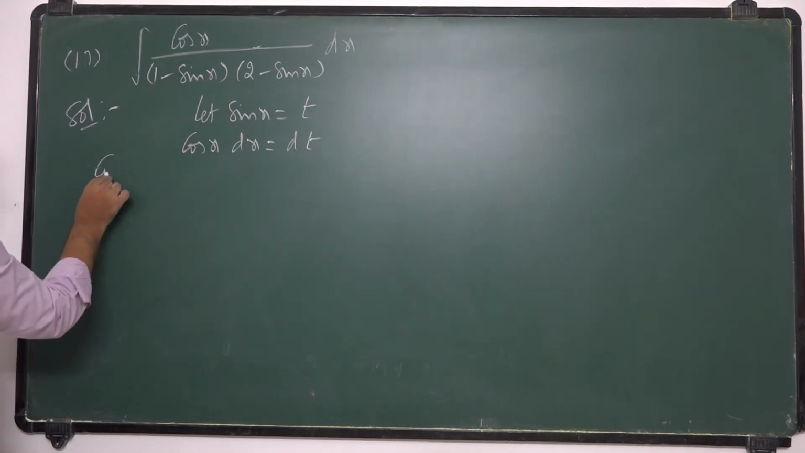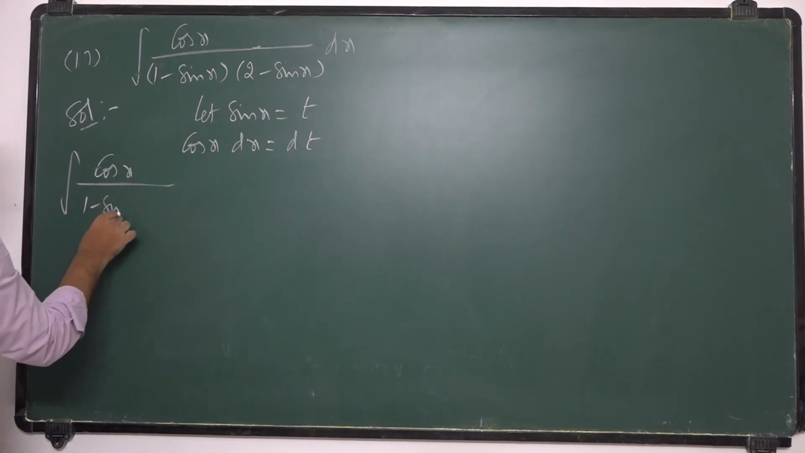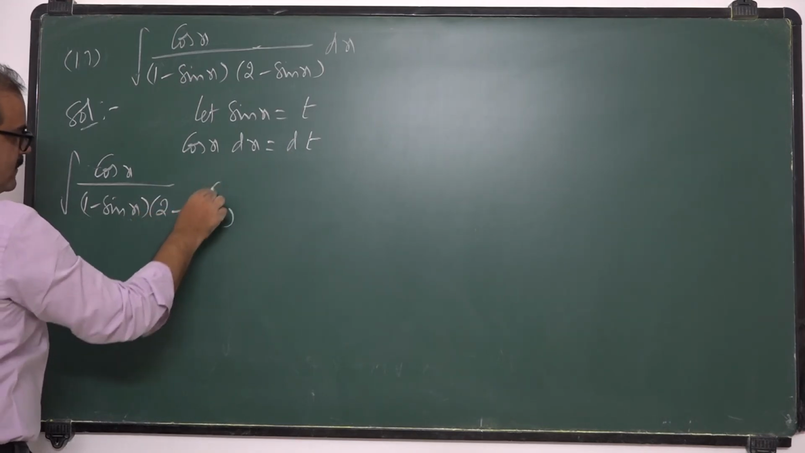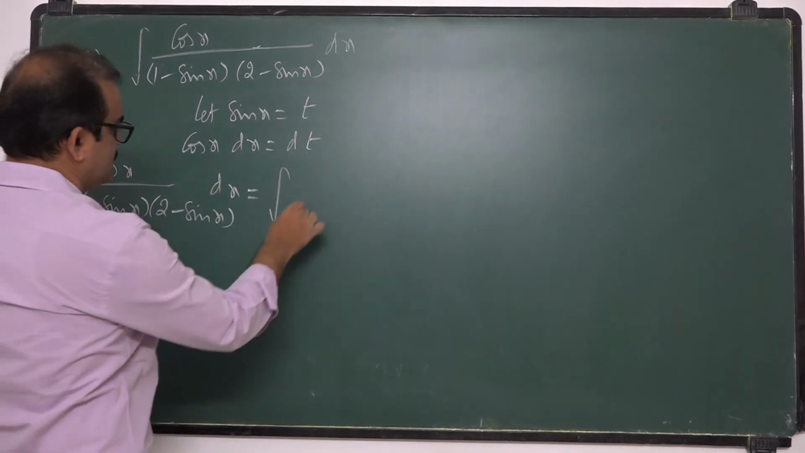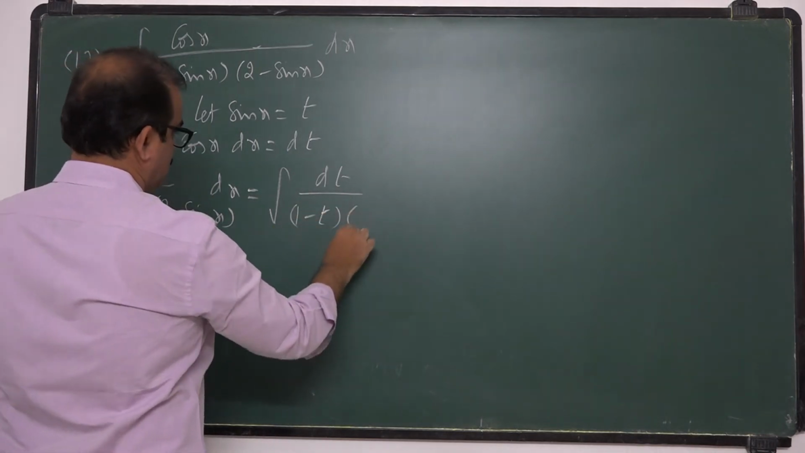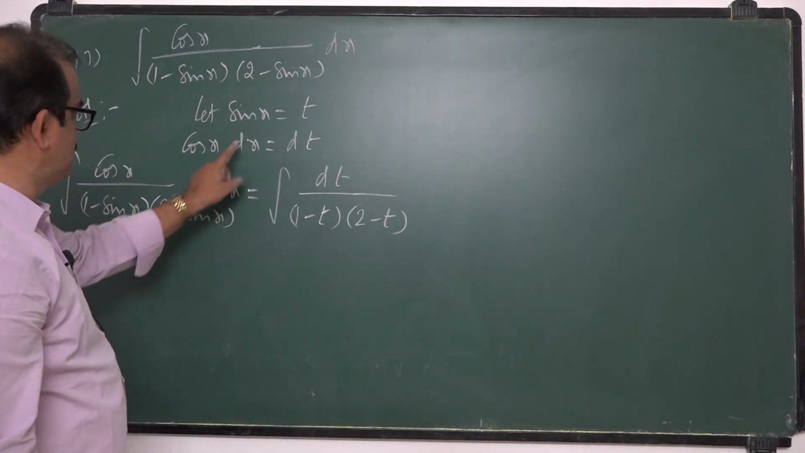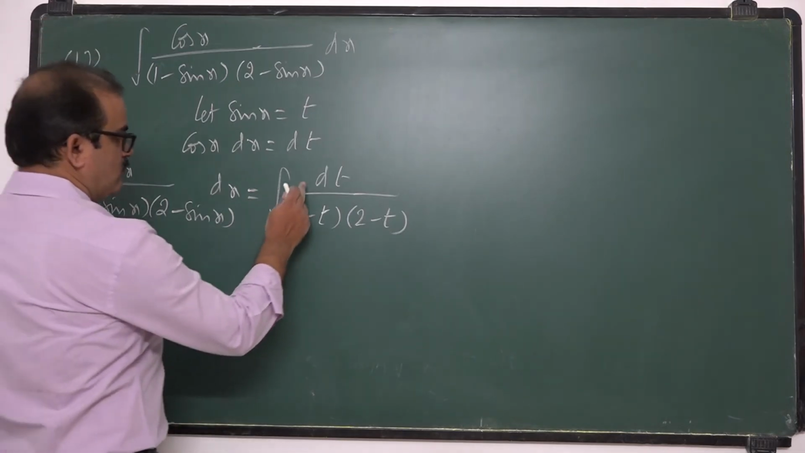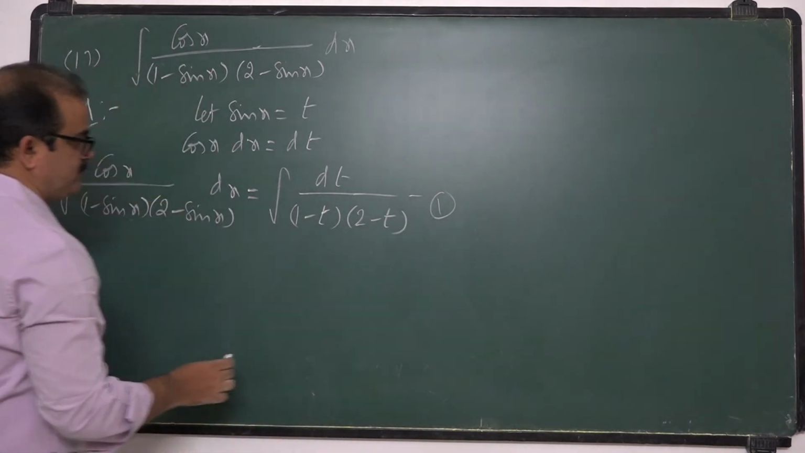What is the given problem? Integral cos x by 1 minus sin x into 2 minus sin x into dx. Here cos x into dx, that is dt, by in denominator 1 minus t into 2 minus t. Sin x is equal to t here. So we get 1 minus t into 2 minus t. Now we resolve this into partial fractions. Let it be equation 1.